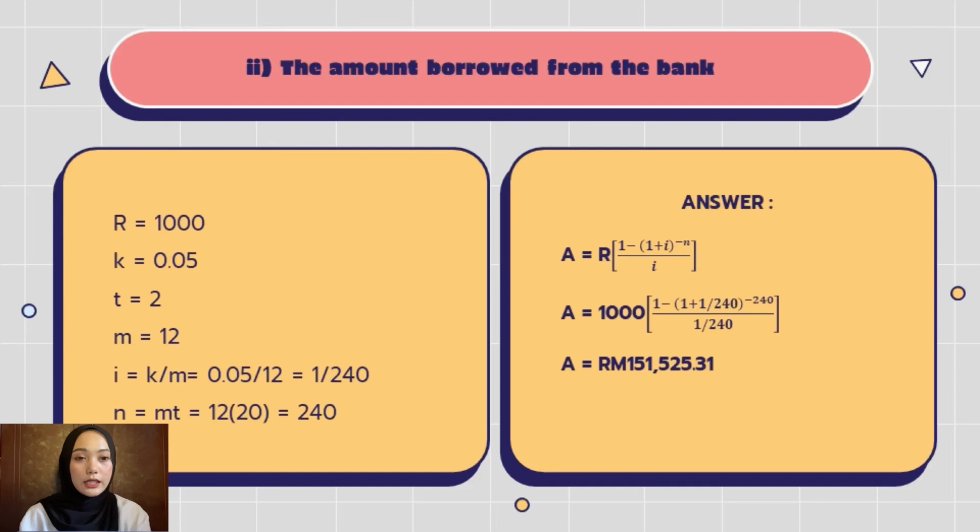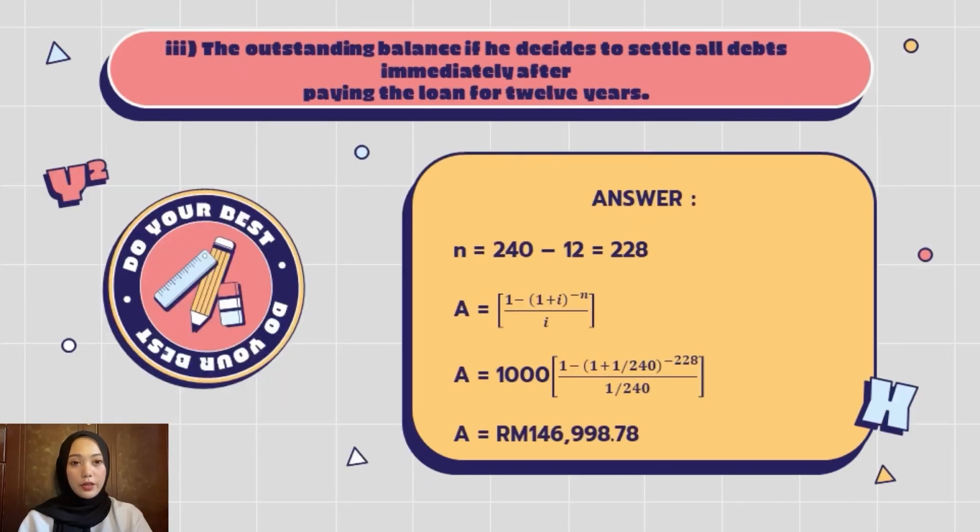The next question is the amount borrowed from the bank. First, we need to list the given information, which is R equals 1,000, k equals 0.05, t equals 20, m equals 12, i equals 1 per 240, n equals 240. To find the amount borrowed from the bank, we need to use the present value formula. So the answer that I got for this question is RM151,525.31.